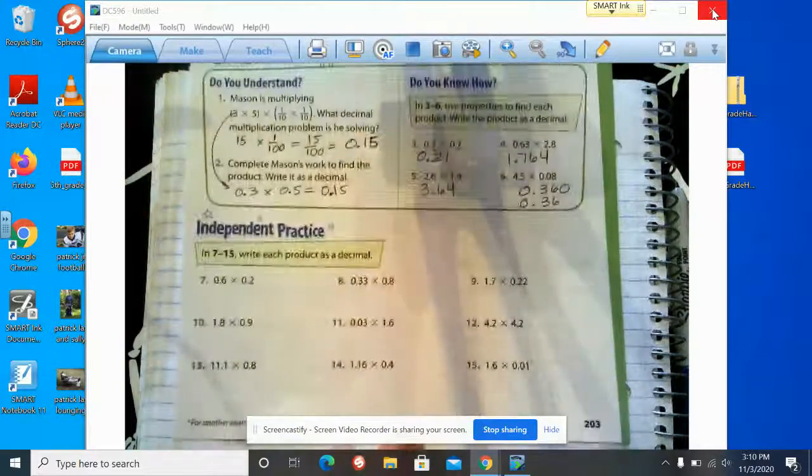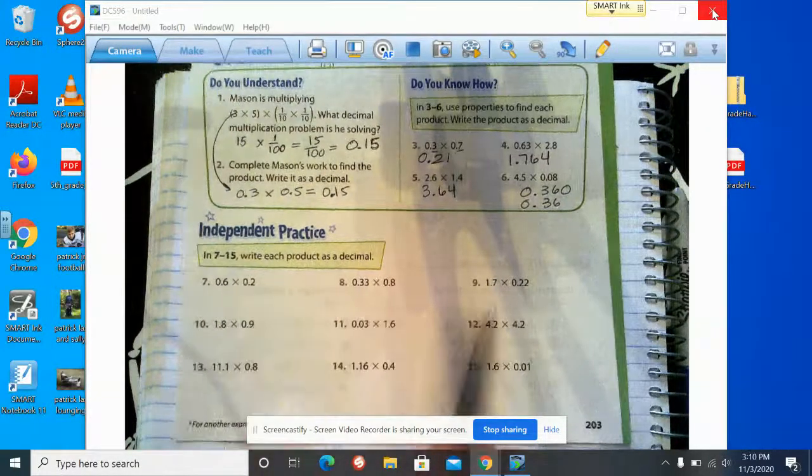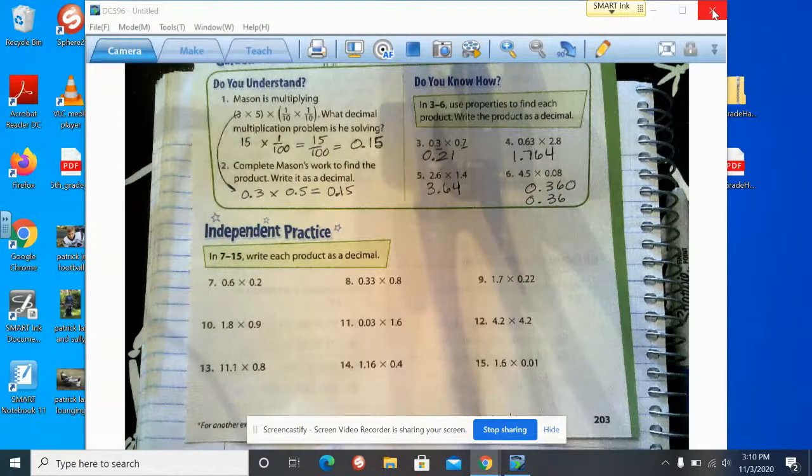Today, when you're doing this work, I want you to notice there's not a lot of space here. I would like for you to do these in your math notebook and then put your answers in your math book. But I don't want you to do all the work in the math book. There really isn't enough room.